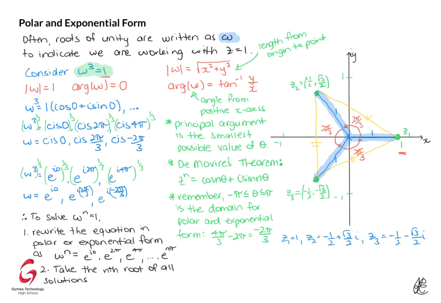So this gives us a handy little method to be able to quickly solve these complex roots of unity equations, no matter what the power is. So basically, on the right-hand side, we want to rewrite this equation in polar or exponential form, list n versions of the value of 1 in polar or exponential form, and then take the nth root of every single one of those solutions that we've written on the right-hand side.